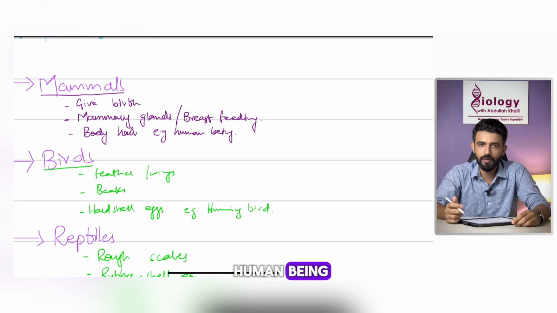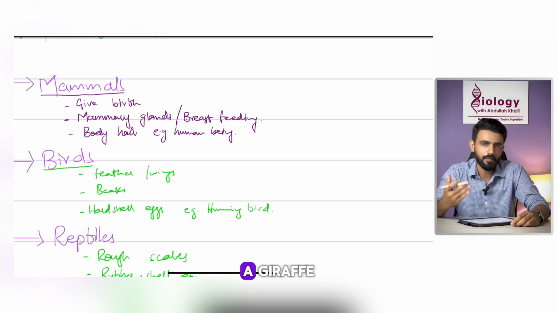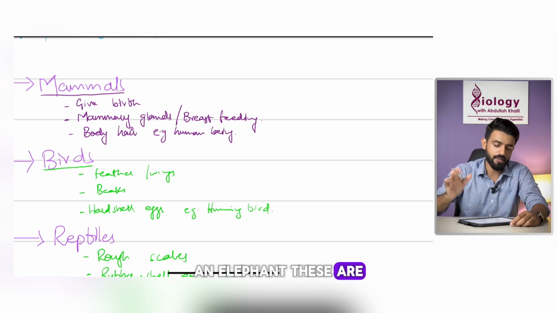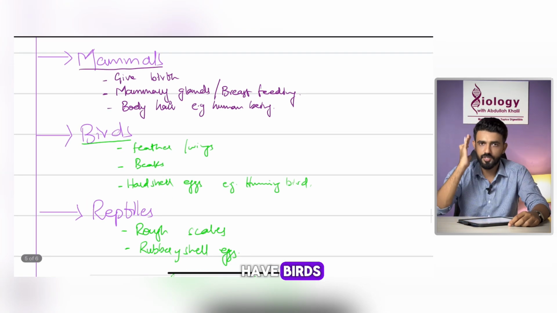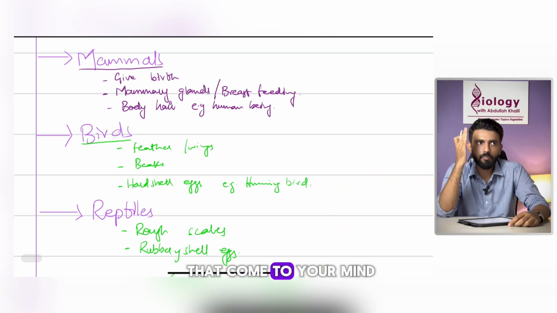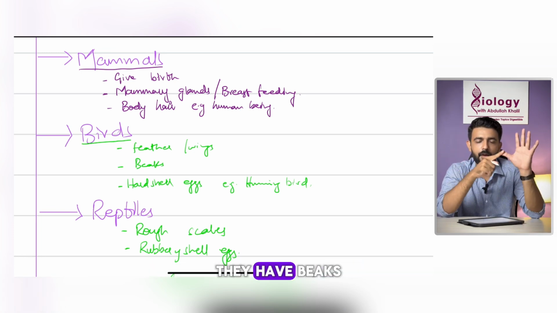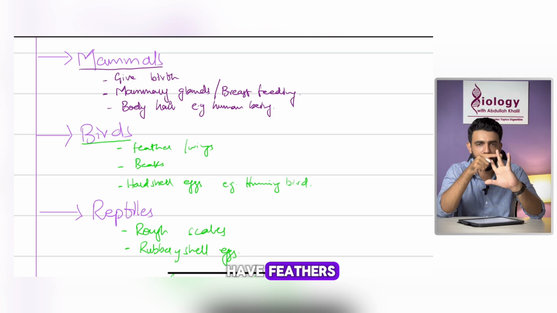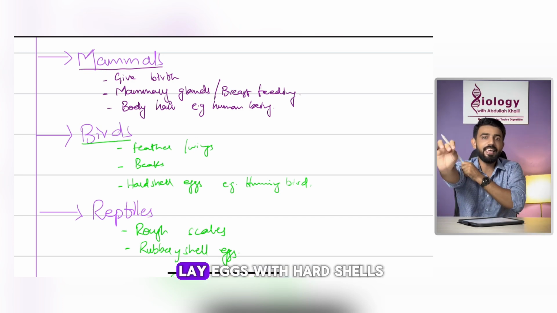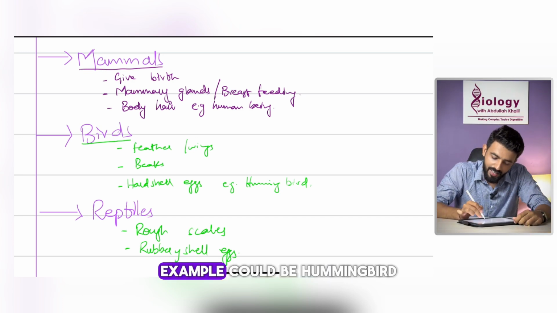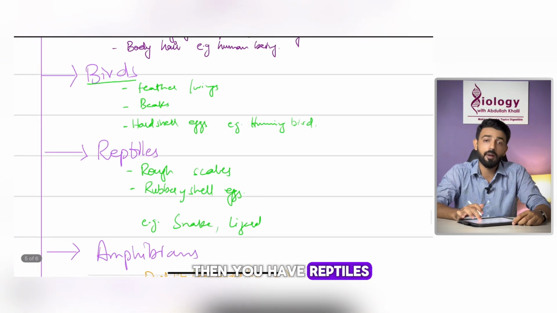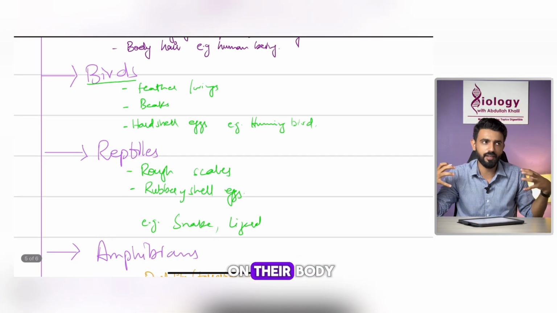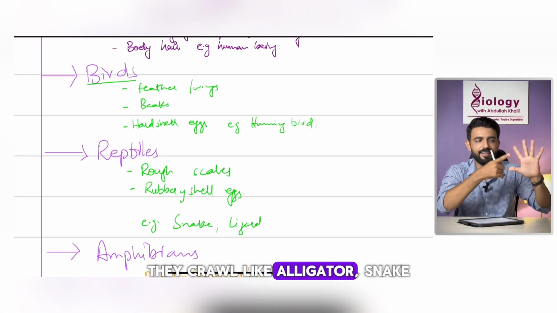Example could be human being, a lion, a dog, a cat, a giraffe, an elephant. These are all mammals. Then we have birds. What are the characteristics that come to your mind when you're talking about birds? They have beaks, they have hollow bones, they have feathers, they can fly, they lay eggs with hard shells. Example could be hummingbird. Then we have reptiles, they have rough scales on their body, they crawl like alligator, snake.